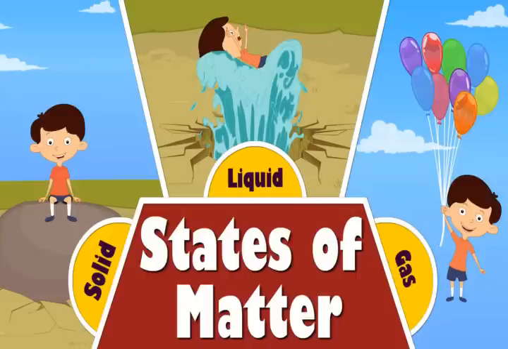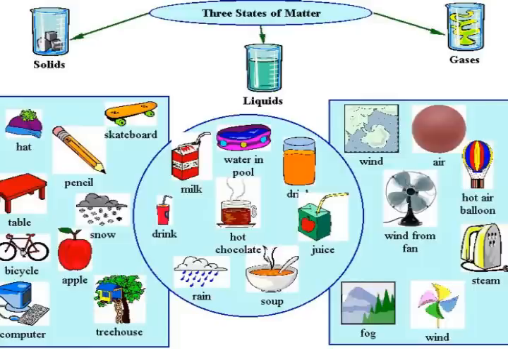States of matter. We have three states of matter: solid state, liquid state, and gaseous state. So we have three states of matter, and we will know each of them. If you look at this picture, you find three states of matter: solid, liquid, and gaseous. Look to the left of the picture, you find examples of the solid state. You can find head, pencil, skateboard, snow, apple, treehouse, computer, bicycle, table. This is solid state.